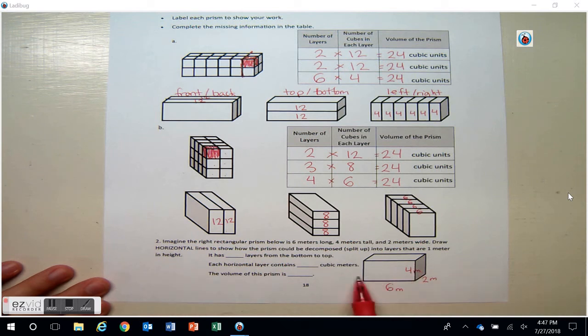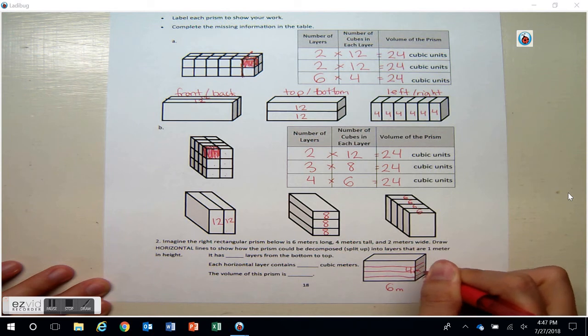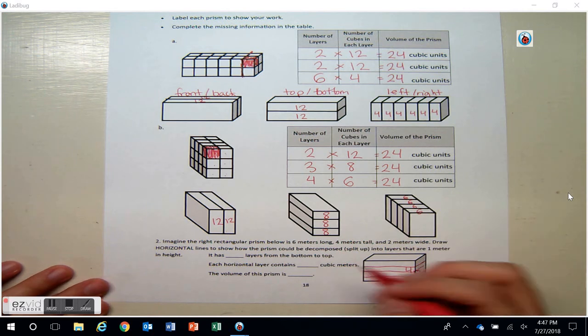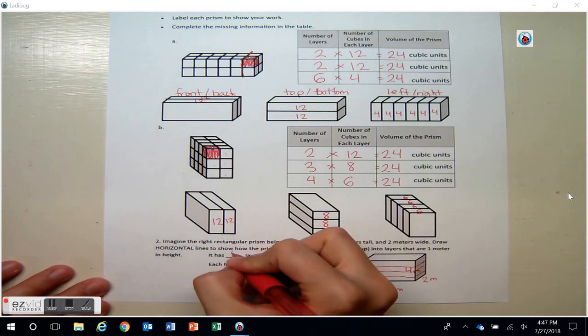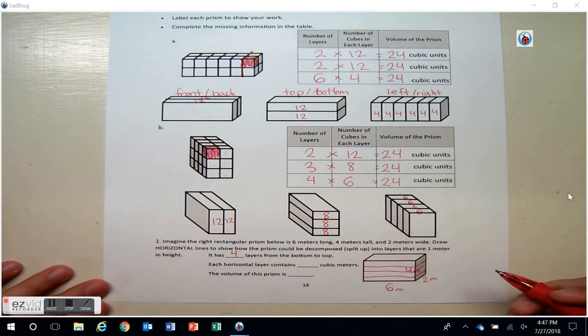Let's see, tall, I'm supposed to split it up this way. So if they're 1 meter tall, how many layers am I going to have? Okay, so this is 1 meter, 2 meters, 3 meters, 4 meters. So I'm going to have 1, 2, 3, 4 layers. Each horizontal layer will contain how many cubic meters? How many cubes are in this bottom layer?